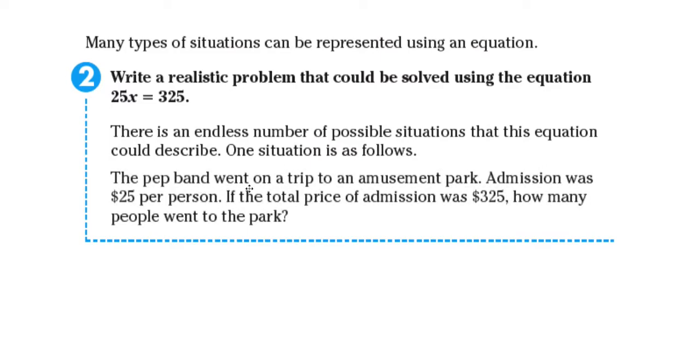This is just one of them. A pep band went on a trip to an amusement park. Admission was $25 per person. If the total price of admission was $325, how many people went to the park? If we had this word problem to begin with, our let statement would be let x be the number of people who went to the park. This is just one possible scenario that this equation will work for.